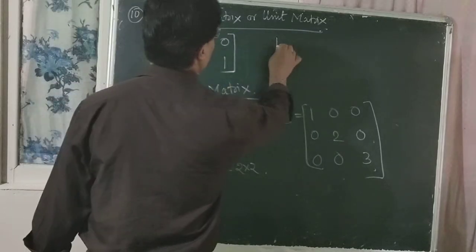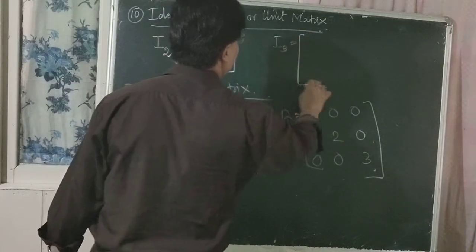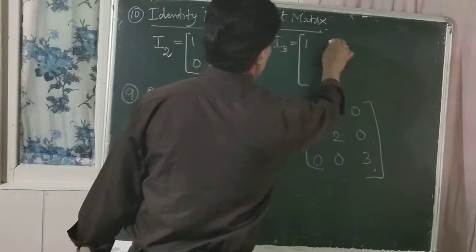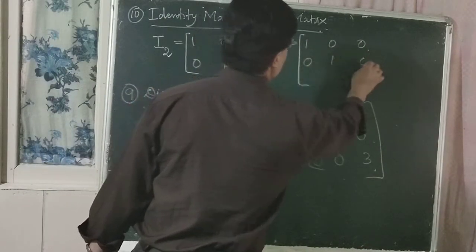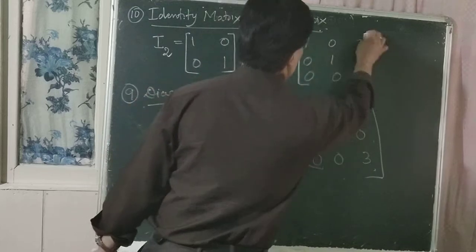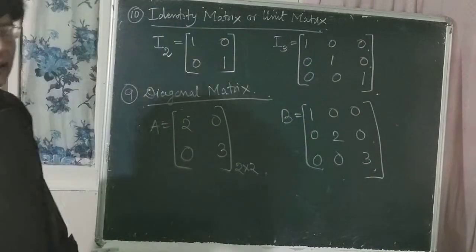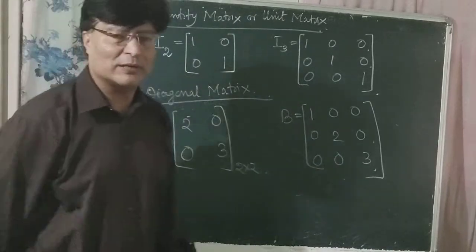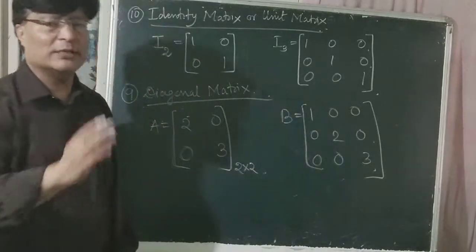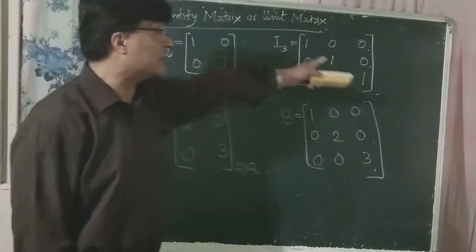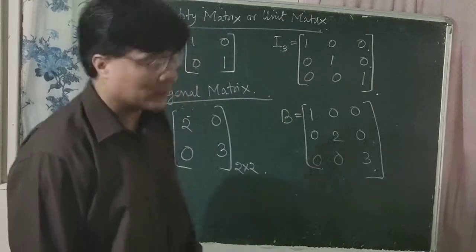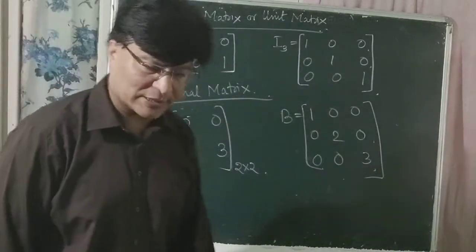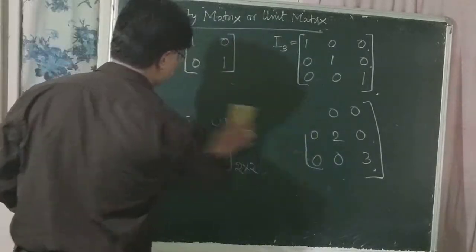So what is meant by I3 now? I3 means identity matrix of order 3, that is 1, 0, 0, 0, 1, 0, and this is 0, 0, 1. So this is known as identity matrix of order 3. So in this case, all the diagonal elements are 1, but all of the elements are 0 out here. So this is identity matrix or unit matrix. Is that clear?